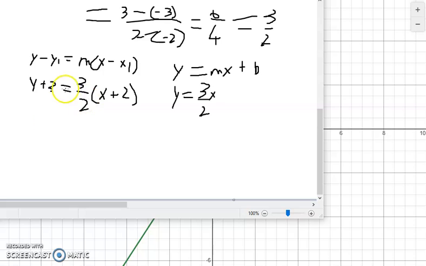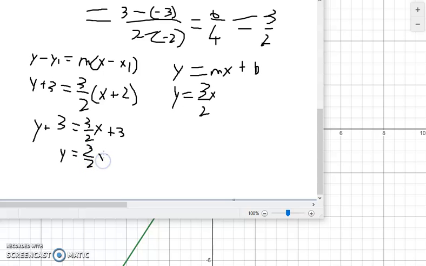And we can check that. So if I expanded this one out, I'd get y plus 3 is equal to 3/2 x plus 3/2 times 2 is 6/2, which becomes 3. Then if I subtract the 3 out, I get y is equal to 3/2 x.